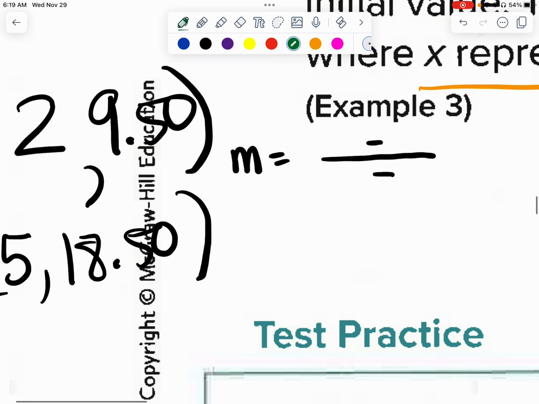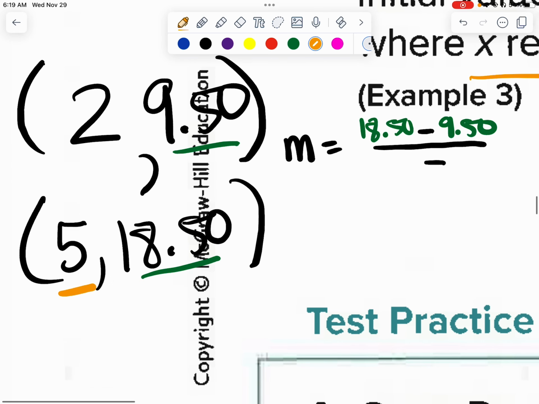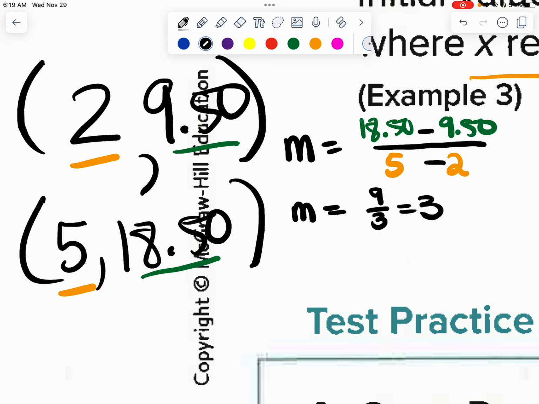Remember, I subtract the y's on top. So I'm subtracting these two numbers. So I'm going to do 1850 minus 950. Why did I do that? Because 1850 is bigger. Since I used 1850 first, that means I'm going to use the 5 first on bottom. 5 minus 2. Okay, so my slope comes out to 9 on top, 3 on bottom, so 3.